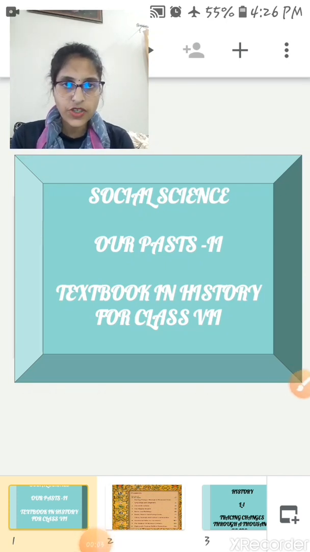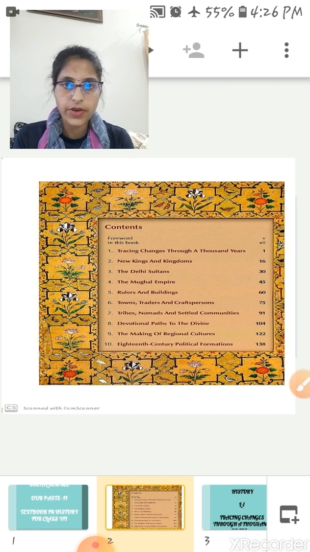So in the previous lecture you all learned the first geography chapter, Environment. I hope you all understood the chapter. Okay, so in this module we will start History. Here is the content list of your history book.